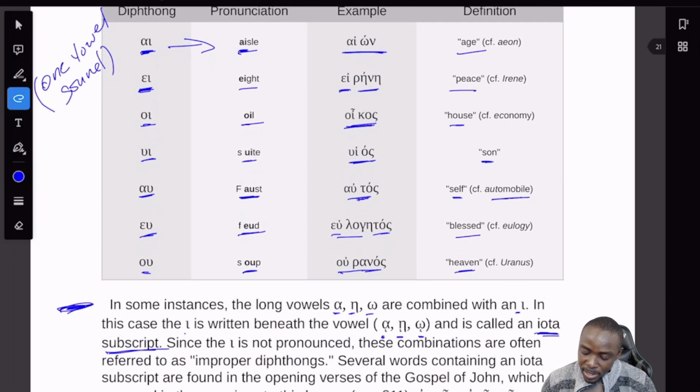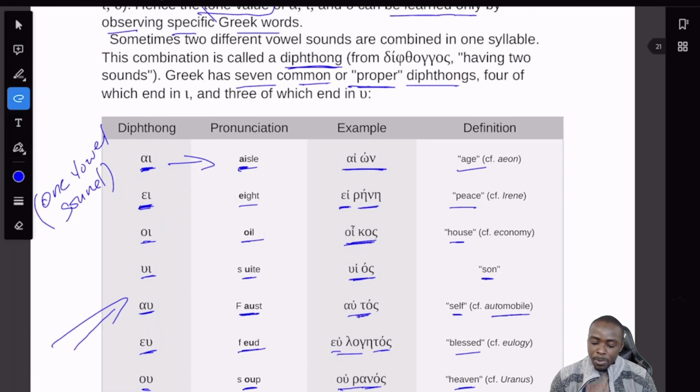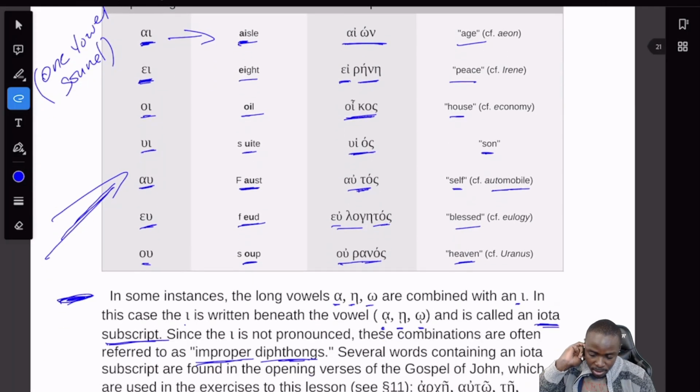Since the iota is not pronounced, these combinations are often referred to as improper diphthongs. So the proper diphthongs are these up top up here. These are the proper ones. These are the ones you would pronounce, while these ones are unpronounced.